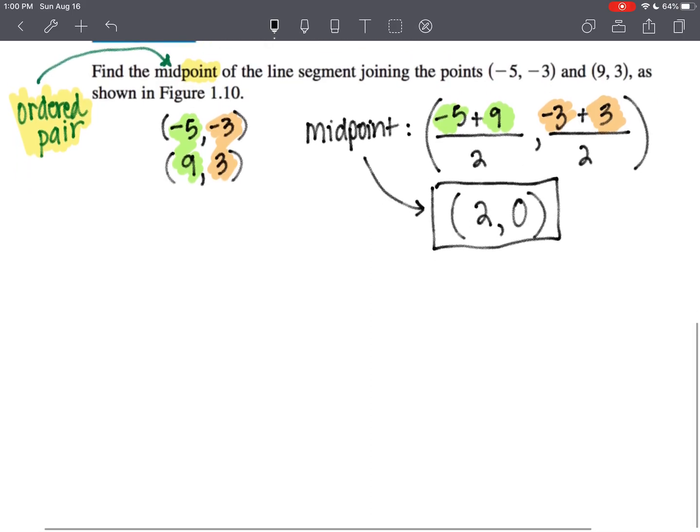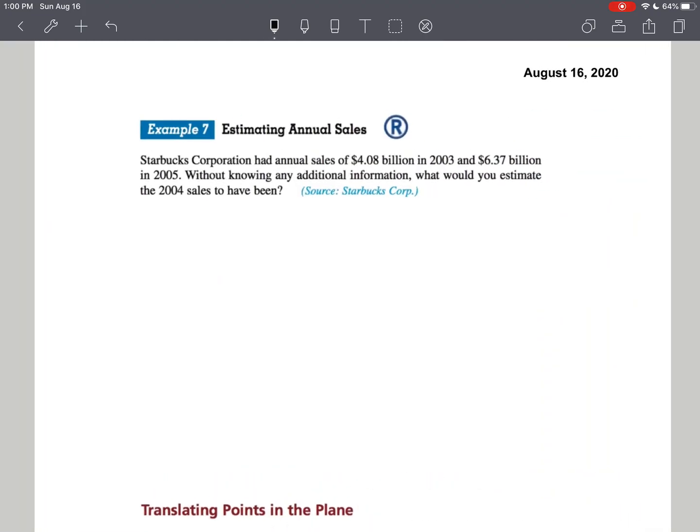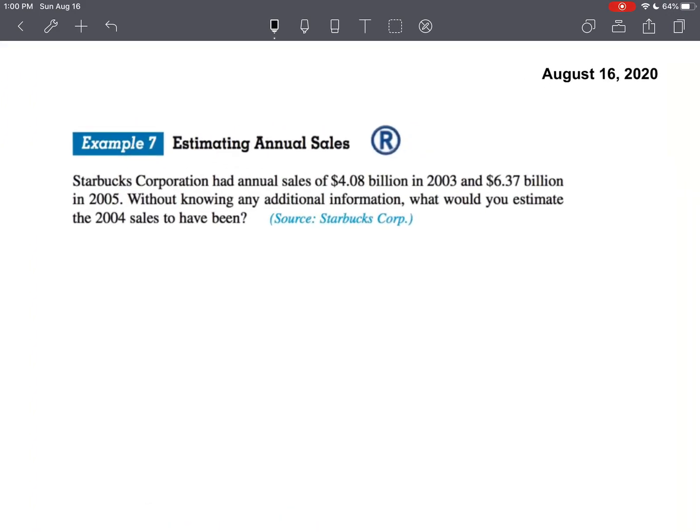So that should refresh your memory from geometry. You use midpoint a little bit in geometry. So let's see where we can apply this. Here we go. Starbucks Corporation. This is some good stuff right here, because who doesn't like Starbucks? I don't like coffee. I still like Starbucks. Even if you don't like Starbucks, you know of Starbucks. They're on the corners. They're convenient drive-thrus.